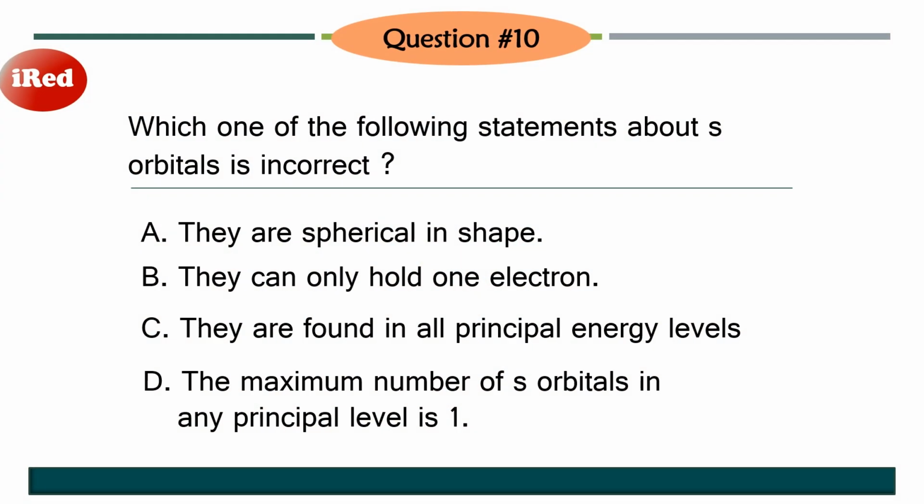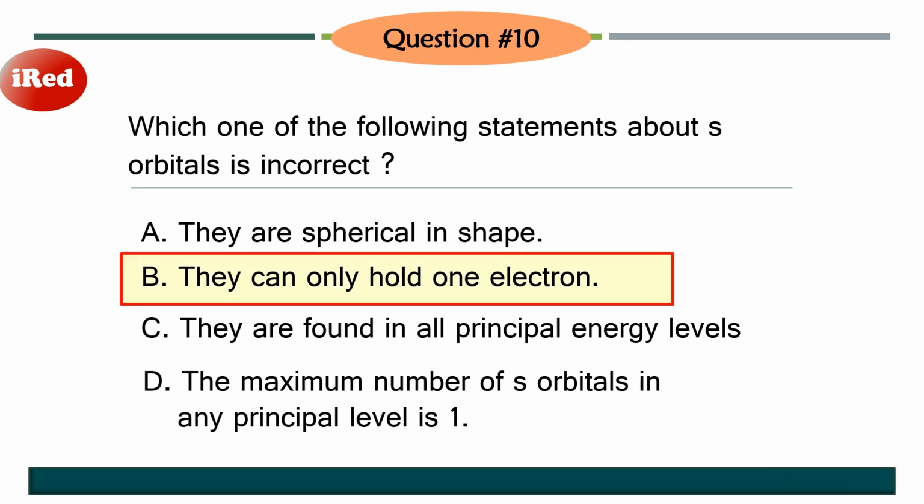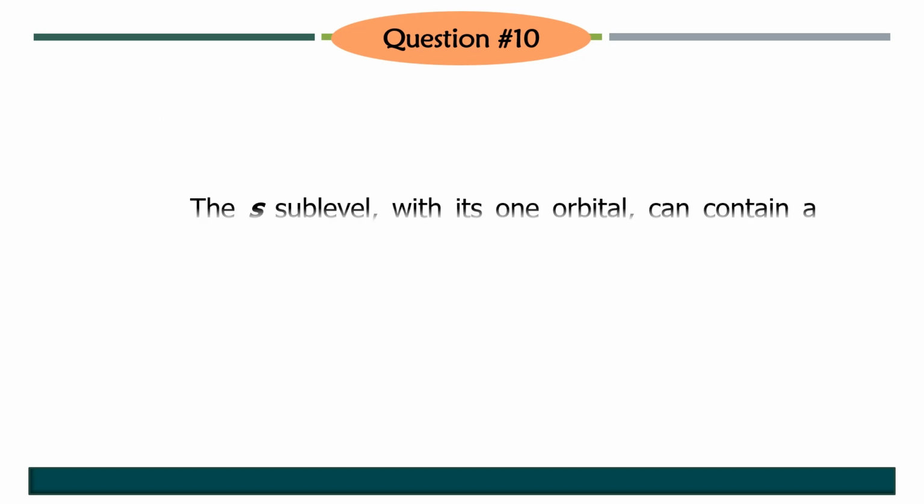Which one of the following statements about s orbitals is incorrect? The correct answer is letter B. They can hold only one electron. The s sublevel, with its one orbital, can contain a maximum of 2 electrons.